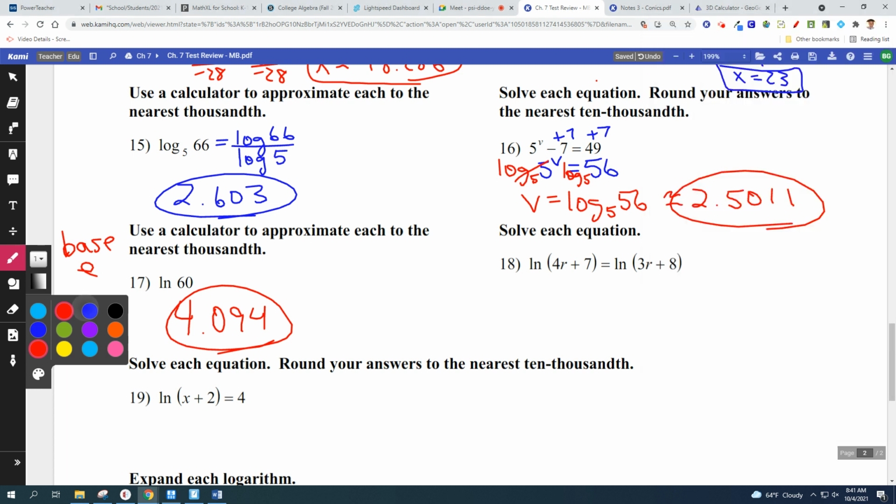Next one. Those natural logs cancel each other out. So we've got 4r plus 7 equals 3r plus 8. Subtract over the 3r. Gives me r plus 7 equals 8. Subtract 7, r's got to equal 1.